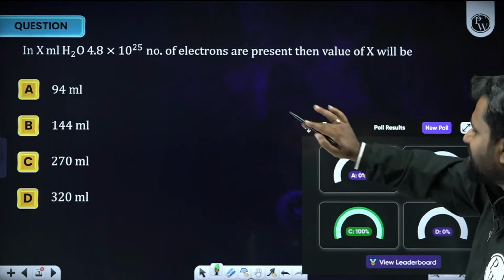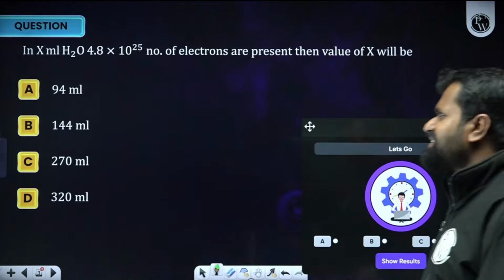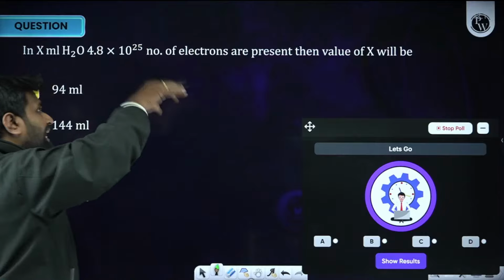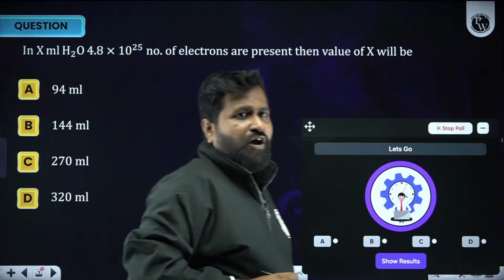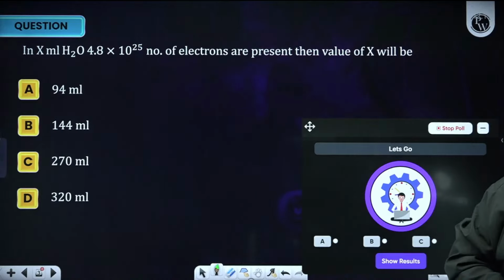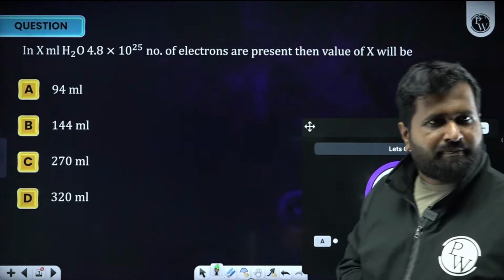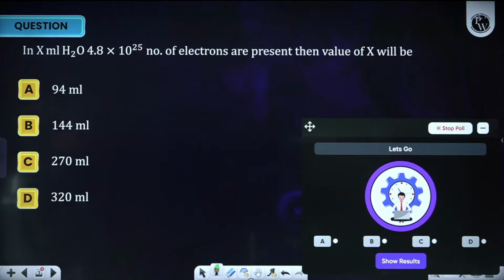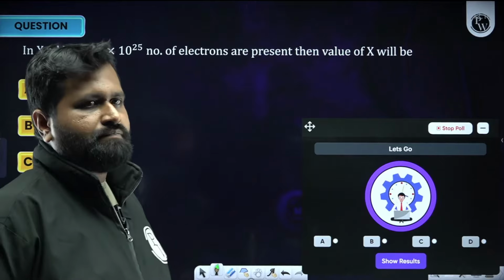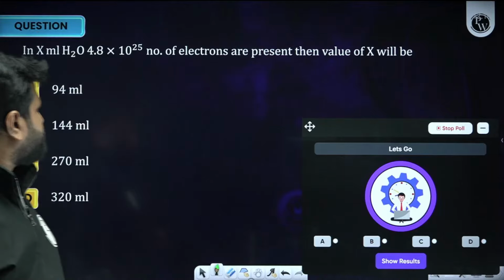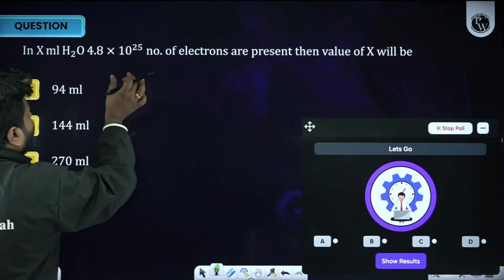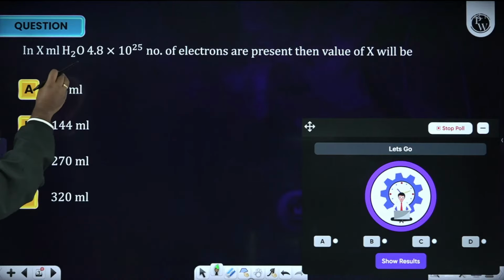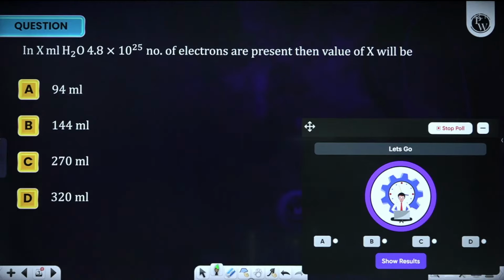Again, is any same option there? No. Yes. In X ml of water, 4.8 into 10 to the power 25 electrons are present. Then the value of X will be? In X ml of water, this many electrons are present. Now they are asking what will be the value of X. Quick.